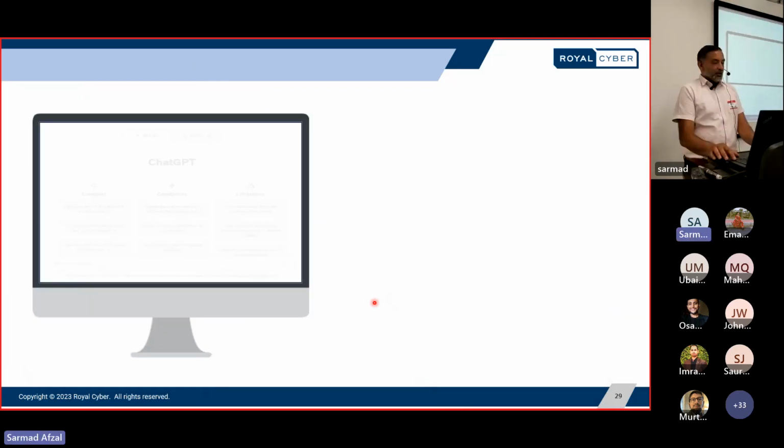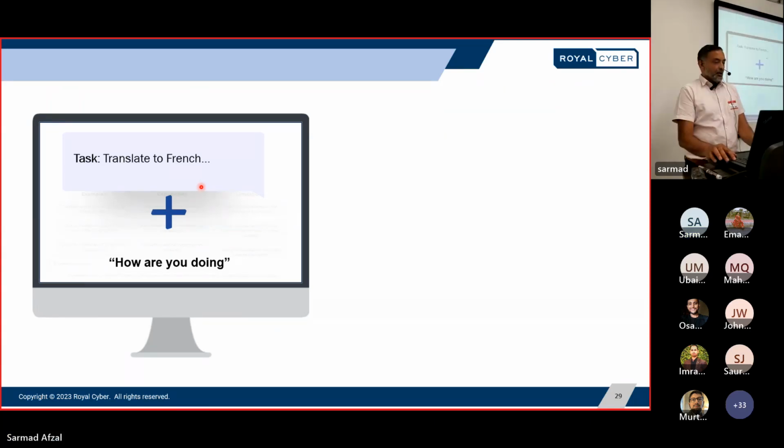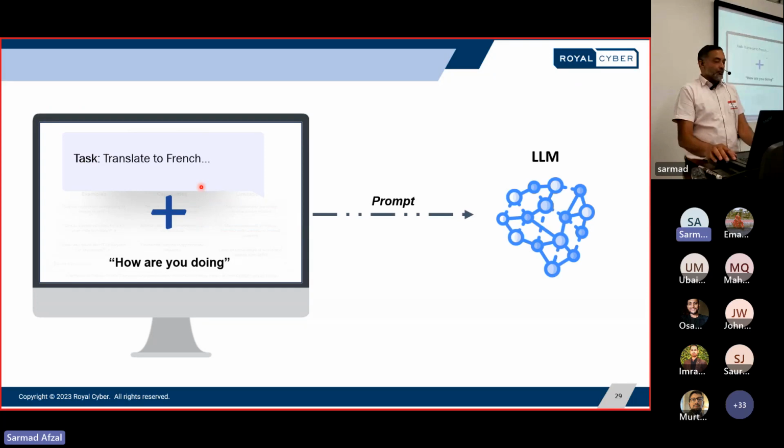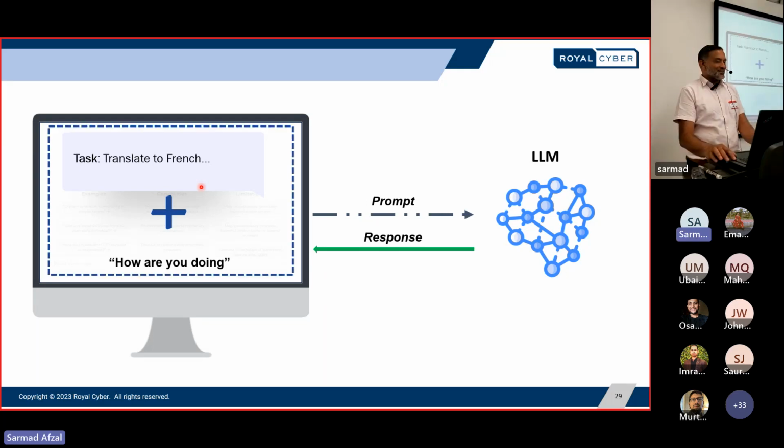So you will create an application just like ChatGPT, and you will have a base prompt, which is "translate to French", and then you will supply a user input to that, and that prompt will be sent to the large language model, and then you will get a response back. This process of combining the base prompt with a user input is called a prompt template.